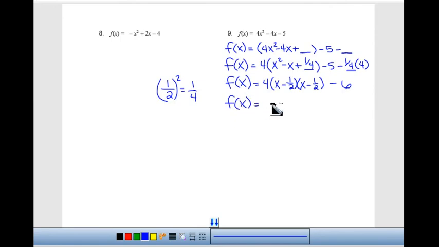Now it's time to combine your parentheses into a single parentheses squared. Now technically, you're done. You're in vertex form. But a lot of times, instead of a fraction, you might see this parentheses written where they take that denominator number and write it in front of your x. So just keep in mind, you might see this written as 4 times (2x minus 1) squared minus 6.